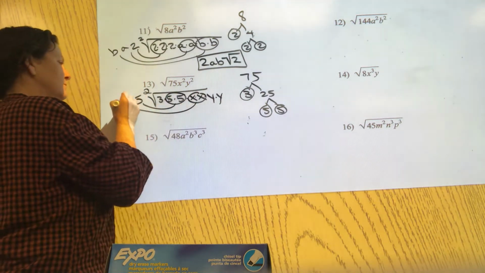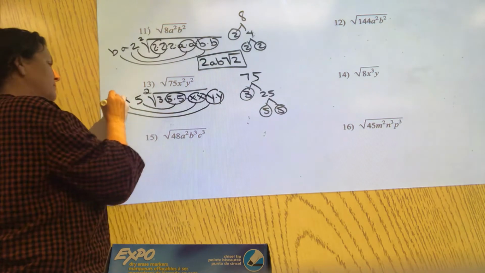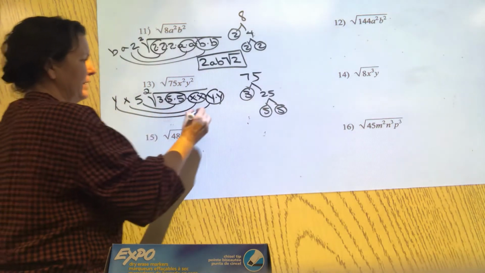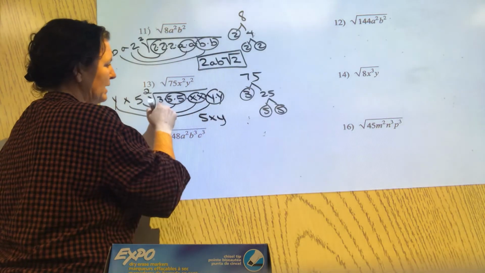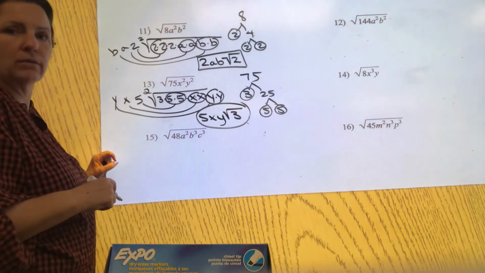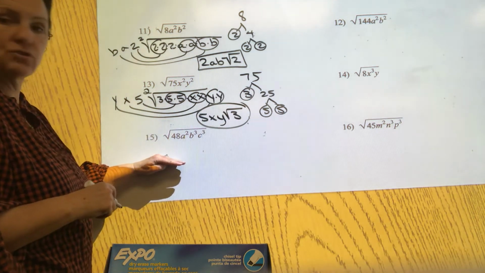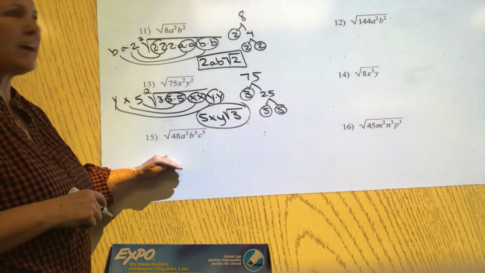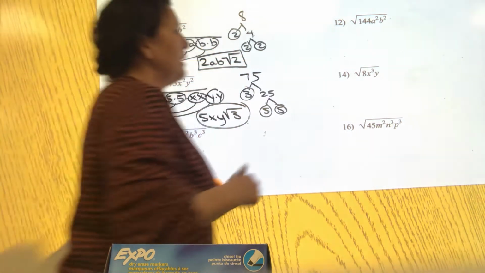Gotcha. And gotcha. So I have 5xy on the outside. And I got a little 3 left behind because it didn't have a partner to leave with. And shoot, while we're here, let's just do this little beast. Actually, no, we'll go over here.